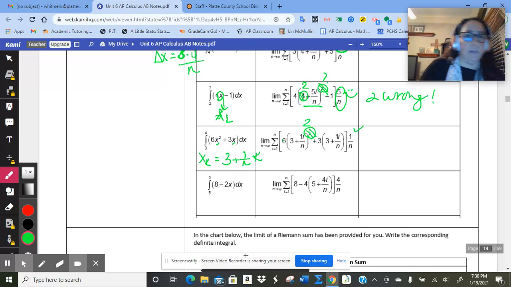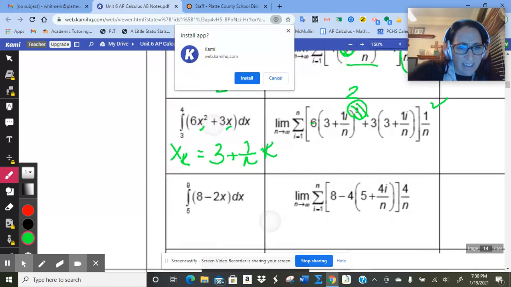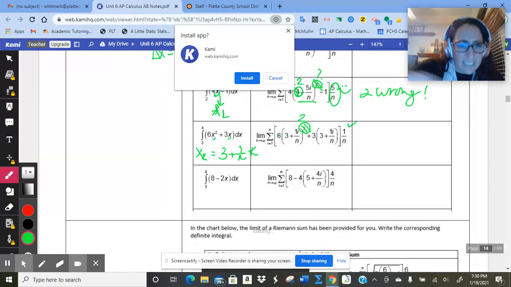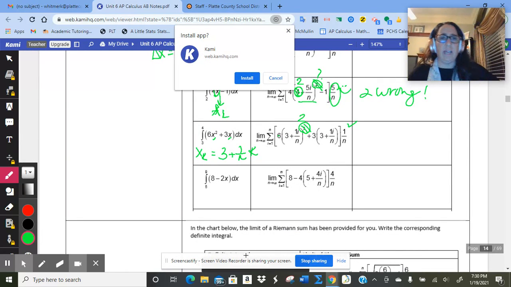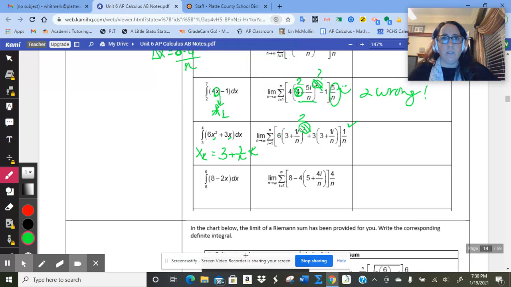I cannot read that value. 8. Okay, so this is 5. Is that really 8? Oh, or is that 9? No, that's 9. Okay. Oops. So this is 5 until 9. So 9 minus 5 is 4 over n.